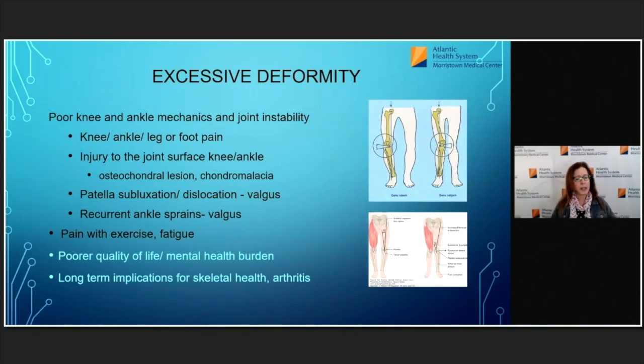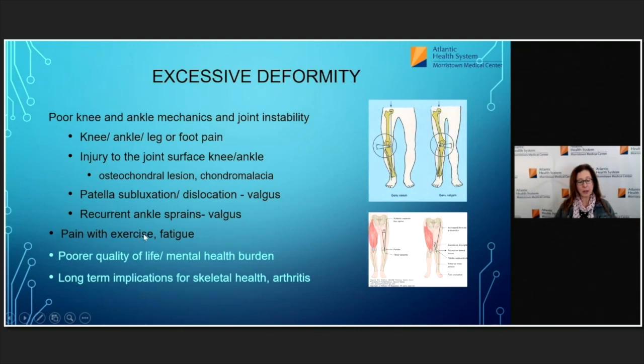Excessive deformity leads to poor knee and ankle mechanics and joint instability. Patients will complain of knee, ankle, or leg pain. They get injuries to the joint surface of the knees and the ankles. They also have complaints about patella subluxation or dislocation, especially with valgus. Patients with valgus also can have a lot of recurrent ankle sprains.